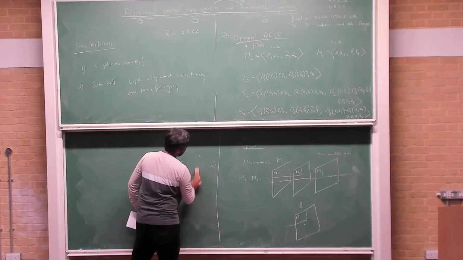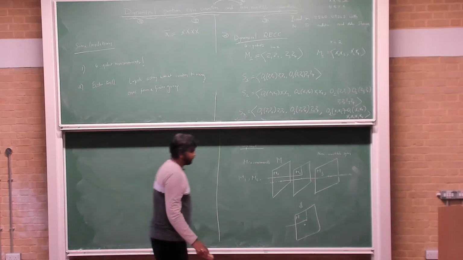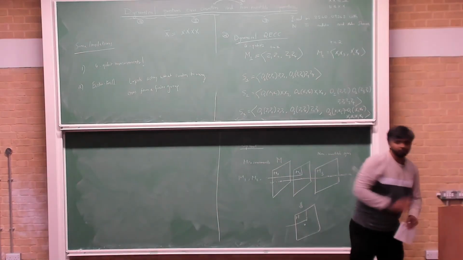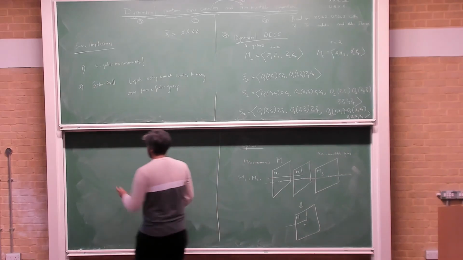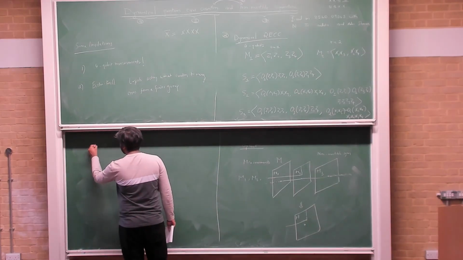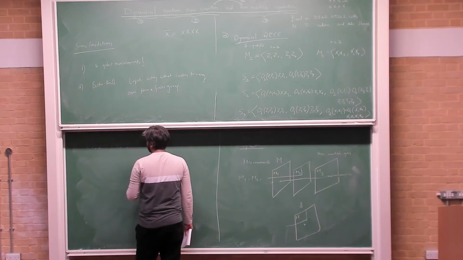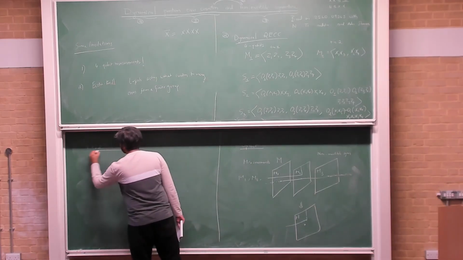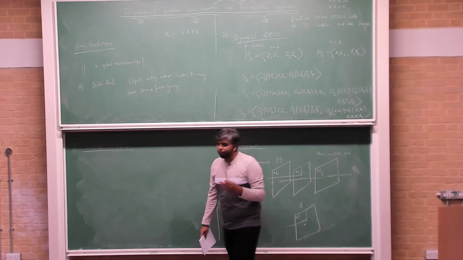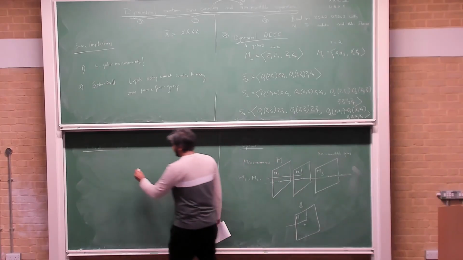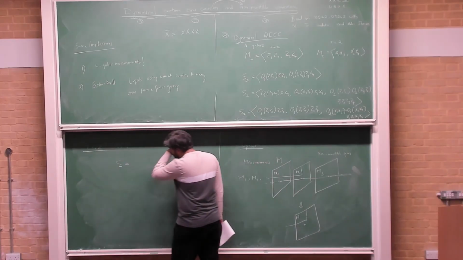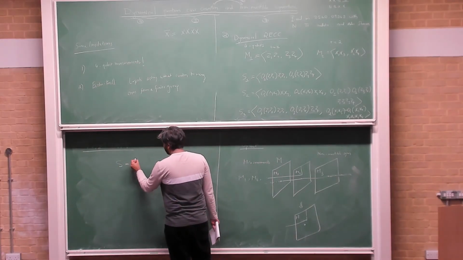So what is the theory? This is the final thing I will do. So I'm in 4+1D. What is the theory I'm dealing with? I'm dealing with a 2-form gauge theory.